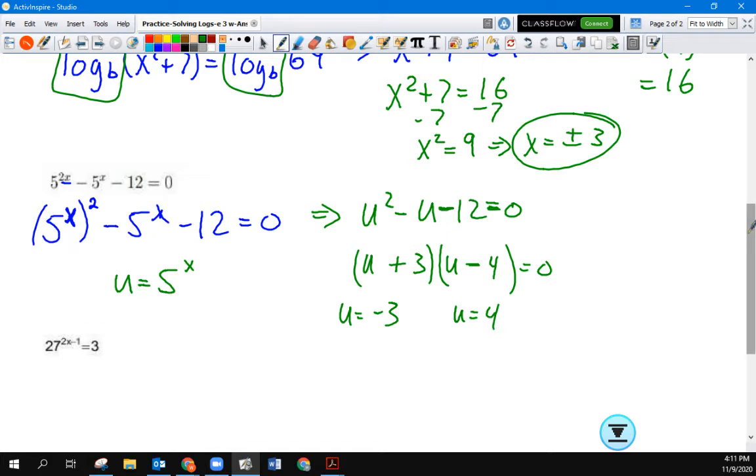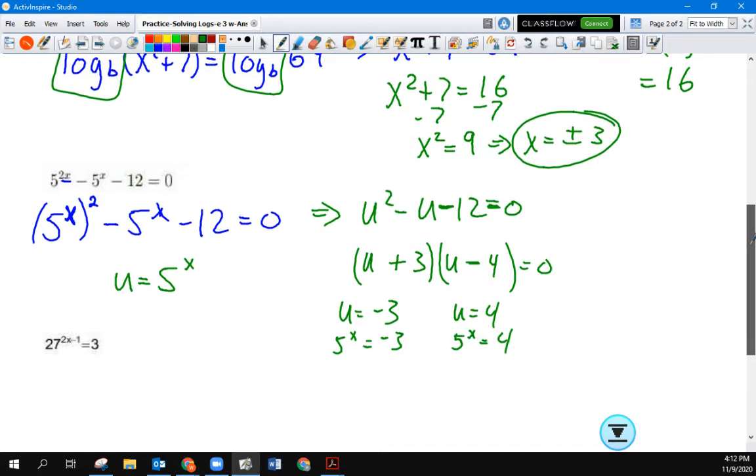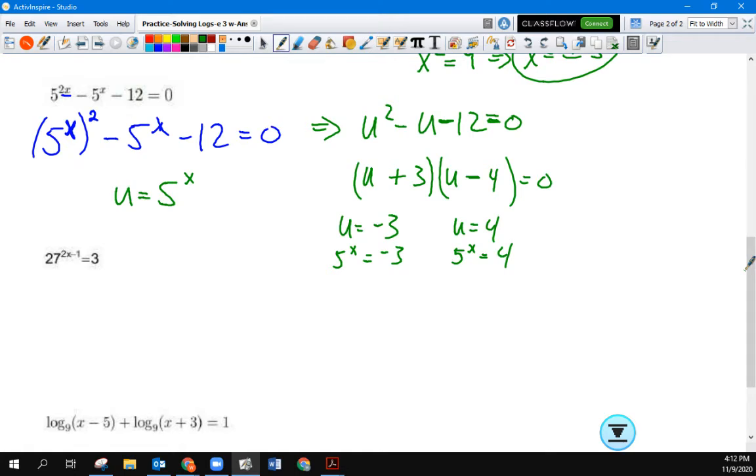But that's not what I want, okay? I don't want it in terms of u, so I've got to switch u back to 5 to the x. Now, the easiest way of doing this is changing it to its log form. So we get x equals log base 5 of -3, and the other one, x equals log base 5 of 4.